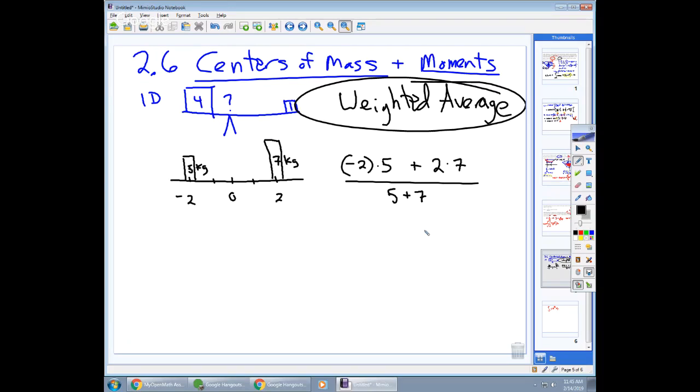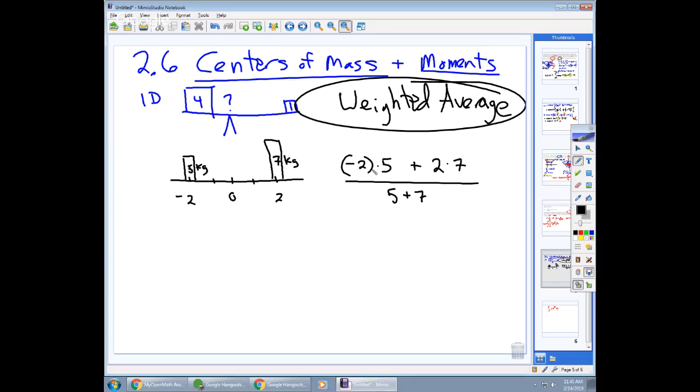The positions are weighted by what? Actual weights in this case. GPA works that way also. Is getting an A in a 4-credit class the same as getting an A in a 2-credit class? No. You did more work for that A in the 4-credit class, so it should be worth more, right? So the same idea applies to GPAs and a whole bunch of other things in life. So there's my weighted average right there.